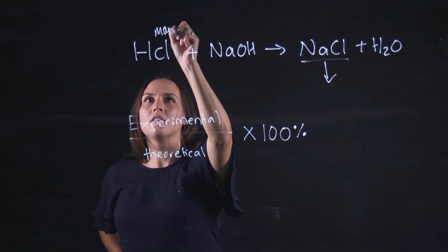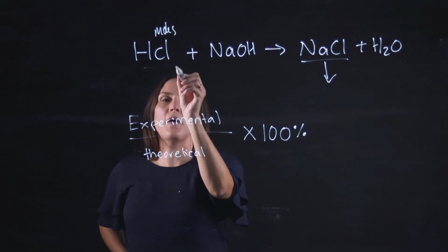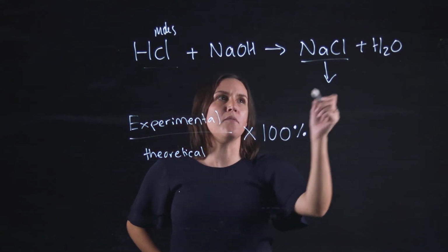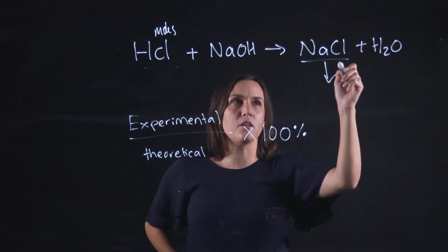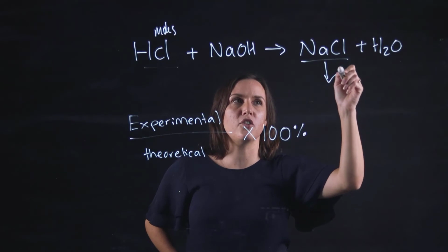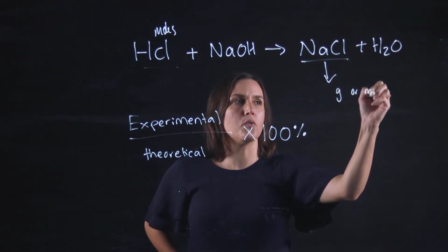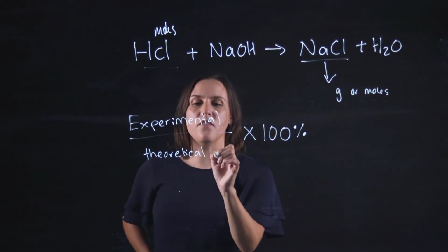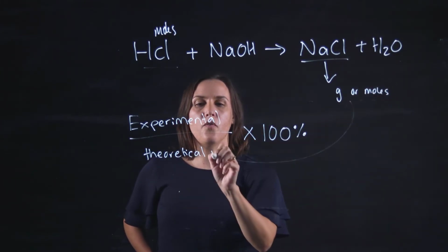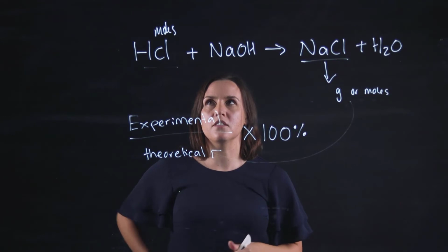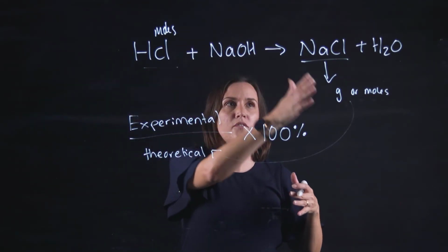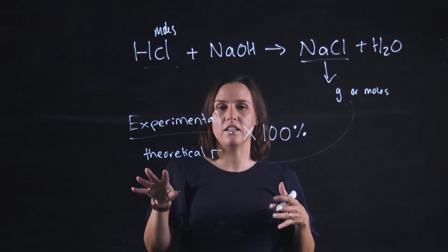So for example, with this equation here, I know how many moles I started off with of my HCl, and how many moles I expect for my sodium chloride if I get 100% conversion. I can work out the grams or the moles, and this would be the value that I put in for the theoretical component. So if theoretically 100% converts over, what am I expecting to get?